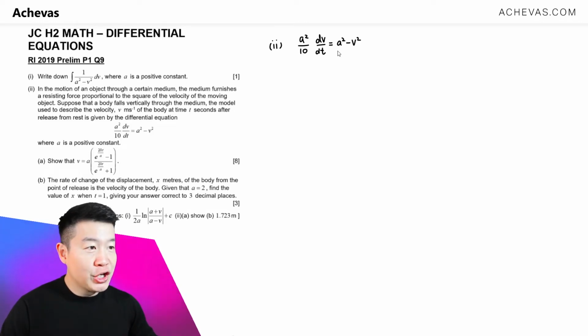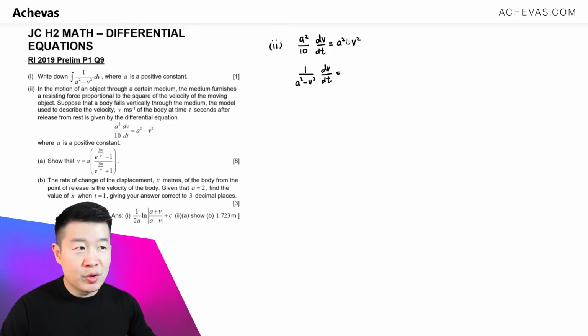We are given this differential equation, and since we are supposed to show this, that will mean that we need to solve this differential equation. It is the kind of differential equation that we have mentioned in our topical outline. It is a variable separable kind of differential equation because we have v here and we have v here. So I'm going to divide this across to the other side, which will give me a 1 over a squared minus v squared, then dv dt.